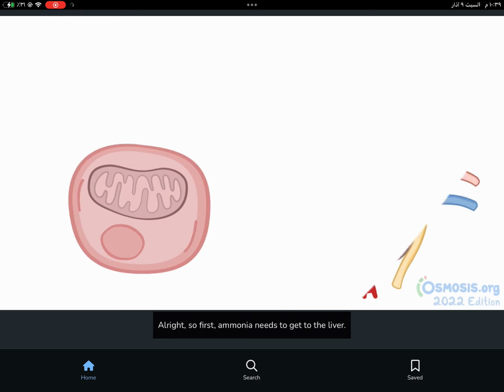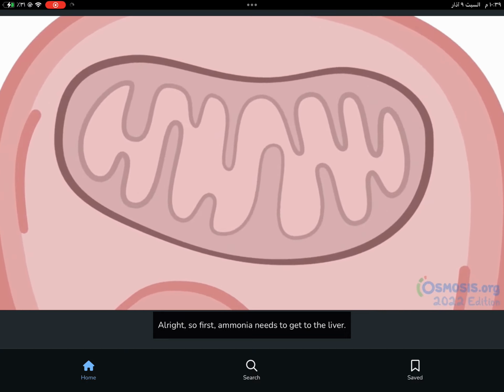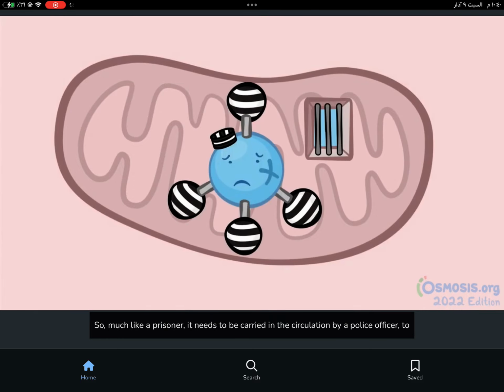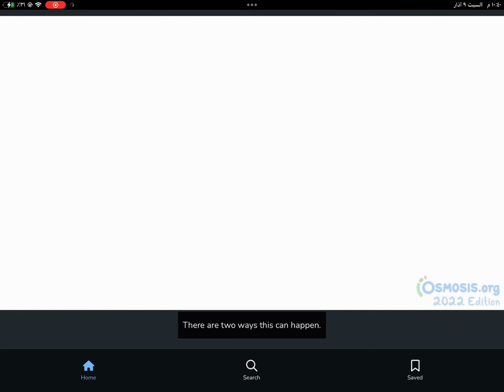Alright, so first, ammonia needs to get to the liver. And it has to be done carefully because it's toxic. So much like a prisoner, it needs to be carried into the circulation by a police officer to its prison, which is the liver mitochondria. There are two ways this can happen.